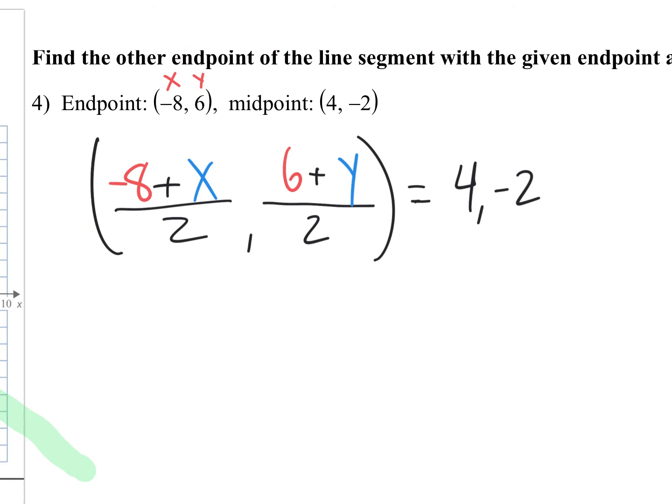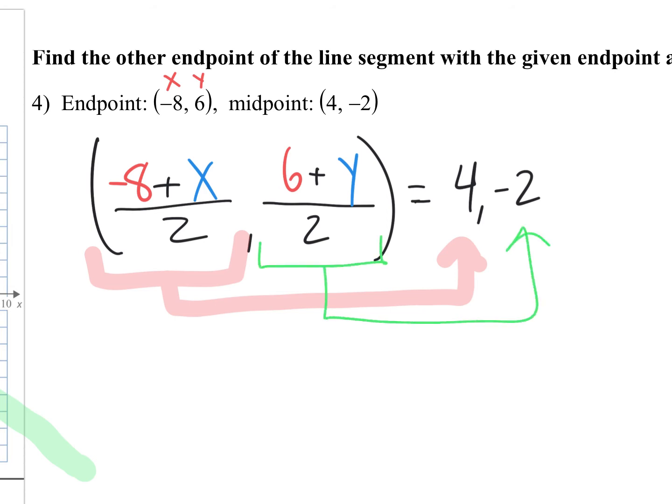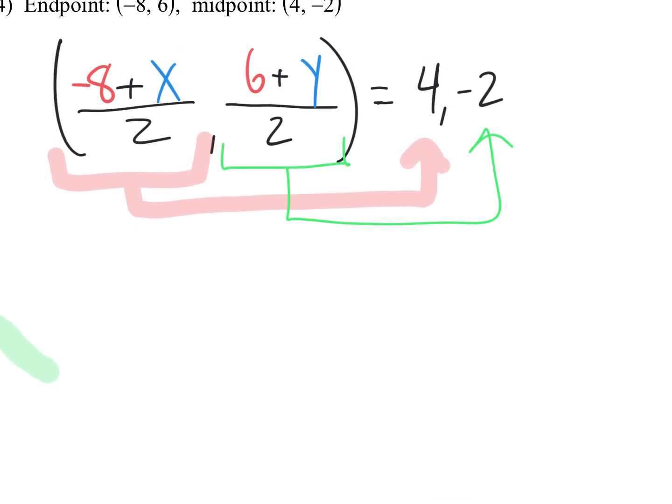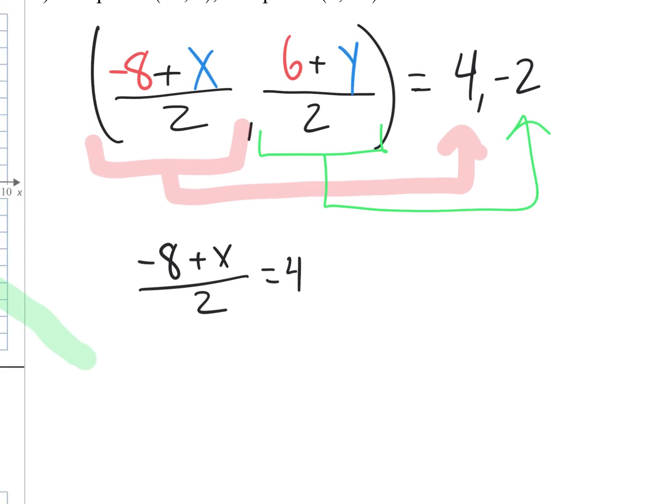And I know that this component refers to this x value. And here we go. This component involves the y value. So let's set this equal to one another, and then we're going to isolate for x, and then we're going to isolate for y. Great. All right, so we've got -8 plus x over 2 equals 4. And we're just simply going to start there. We're going to figure out what the x value is.